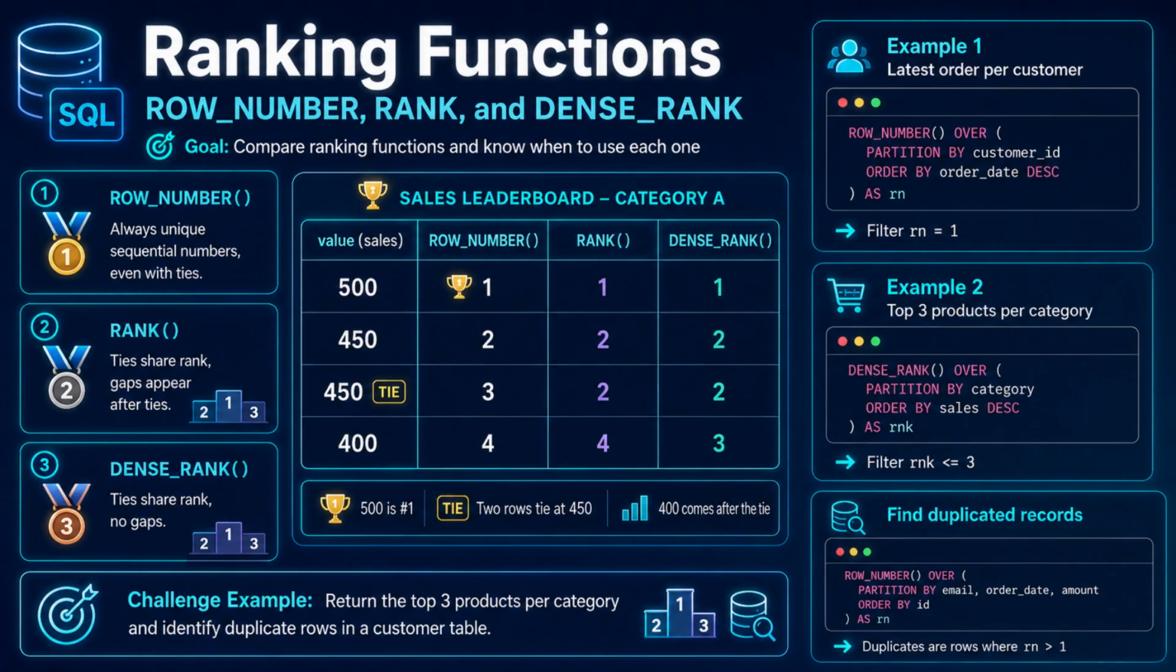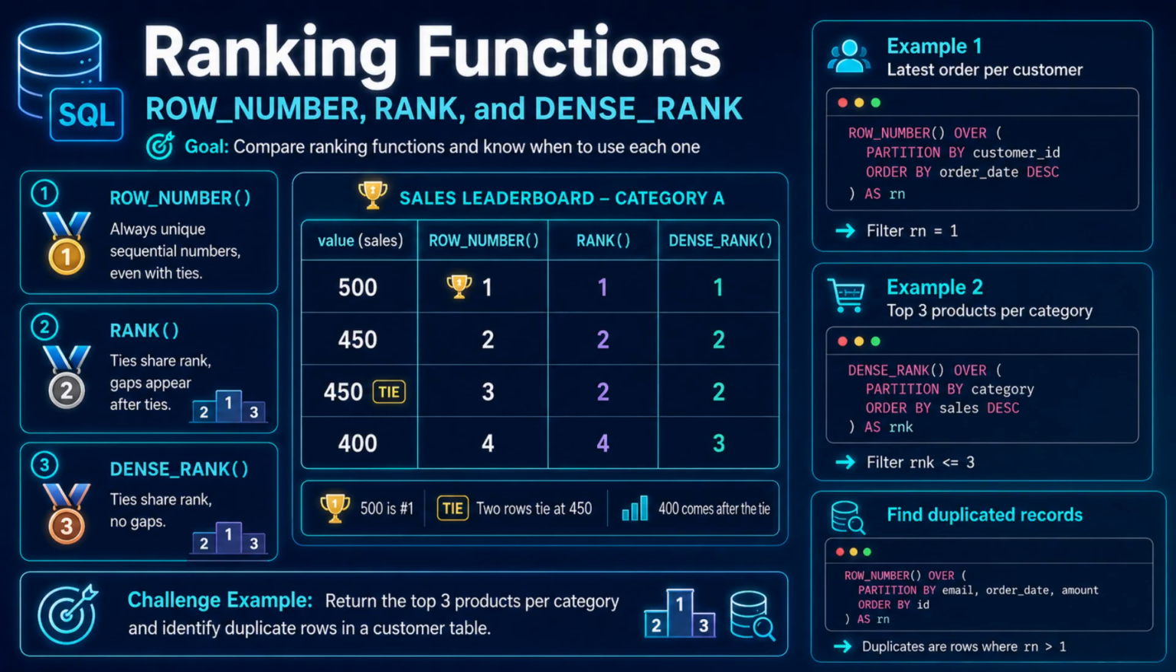Use row number when you need exactly one row, like the latest order per customer. You partition by customer ID, order by order date descending, and then filter row number equal to 1. Use dense rank or rank when ties matter. For example, if two products have the same sales amount, you may want both products to appear in the top 3. For top 3 products per category, dense rank is often a good choice. You partition by category, order by sales descending, and filter rank less than or equal to 3.